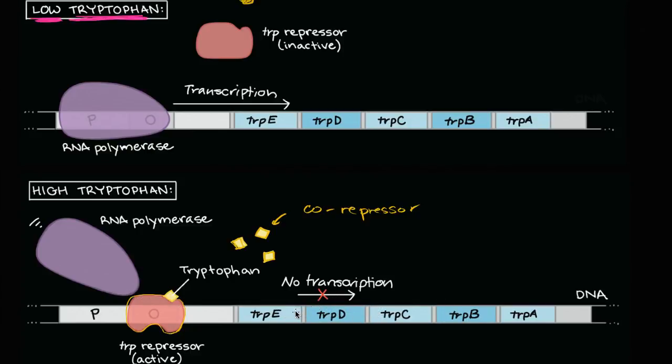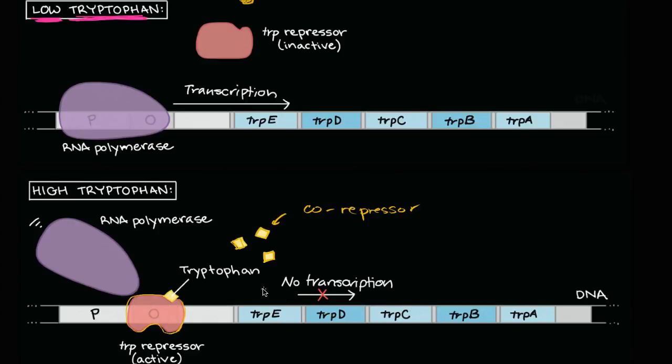So as you can see, this is a very valuable feedback loop, or not even necessarily feedback. If you're in an environment with a lot of tryptophan, don't create tryptophan. Or if you just have a lot of tryptophan laying around, don't create more tryptophan. If you don't have tryptophan around, well, then the repressor won't be co-repressed, I guess you can say, and then the tryptophan will actually be created.